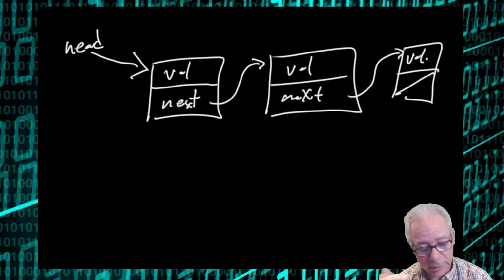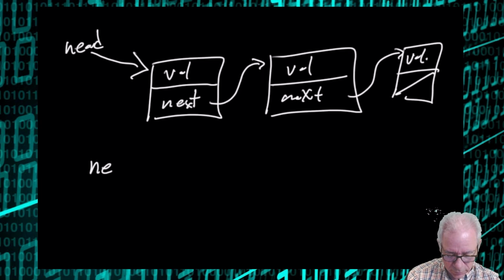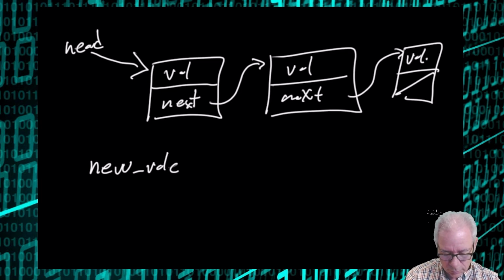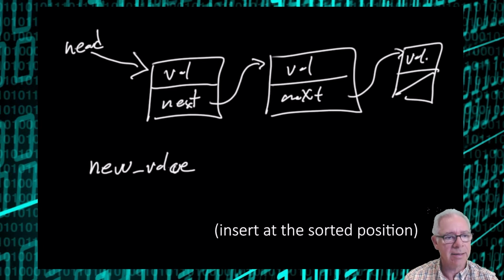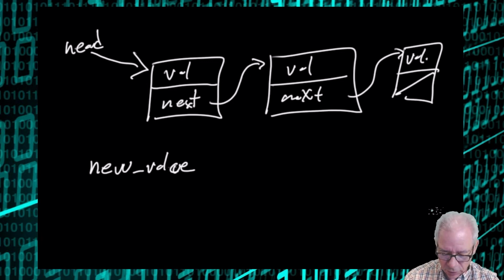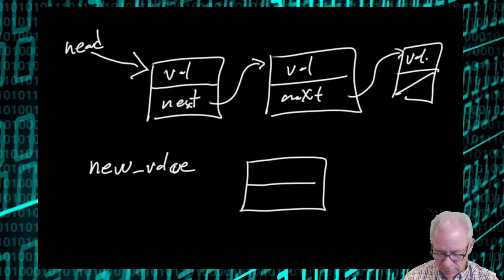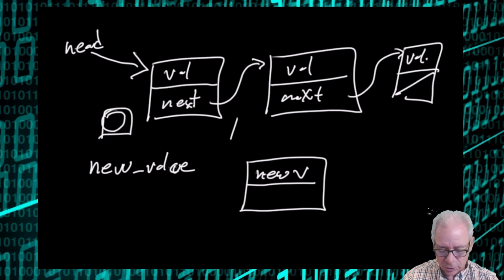So how do we, if we're given a new value and we want to insert that, how do we do that? Well, first of all, we're going to create a new node for that. So part of it will be creating something with the new value in here. And now we have to find where in this list it's going to go. So the options are, it could go at the very beginning, or between these two elements, or between these two elements, or it could go at the end.